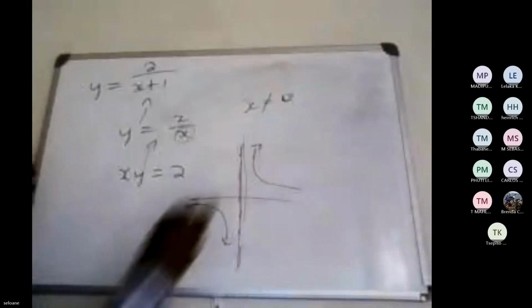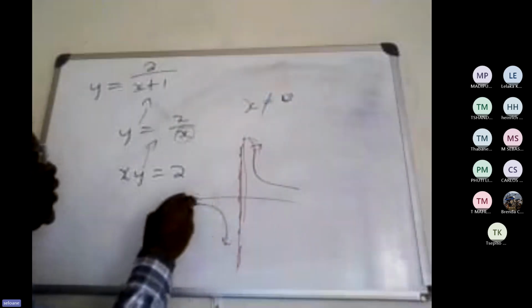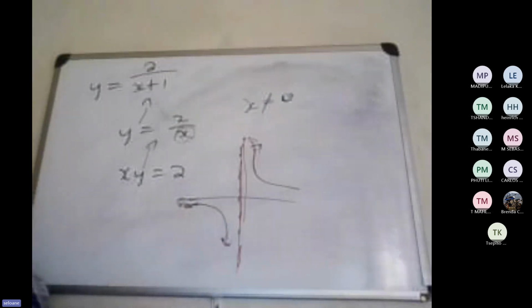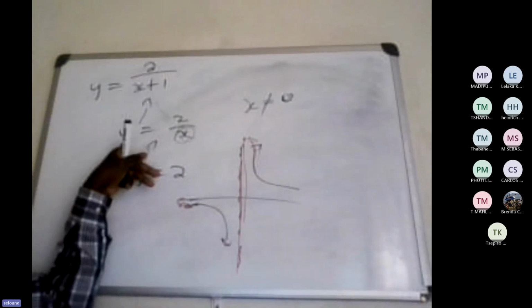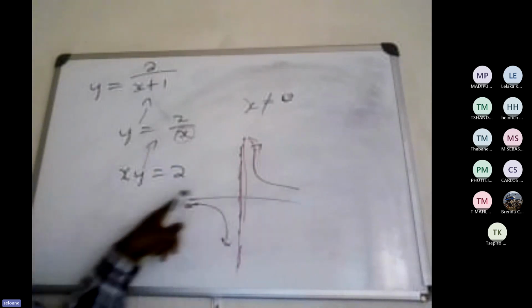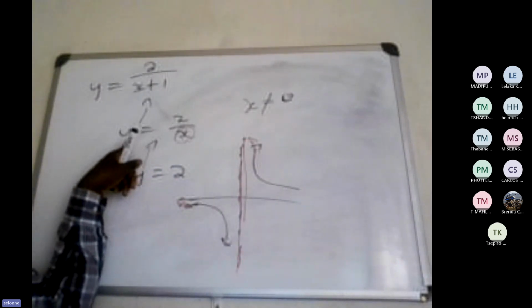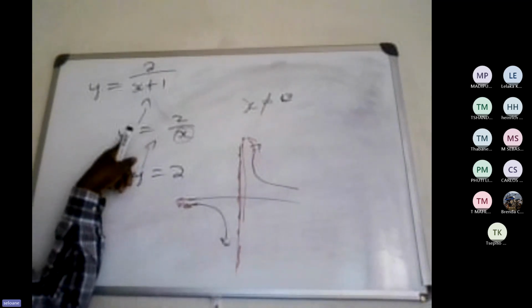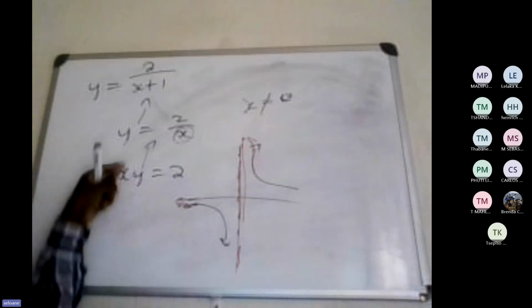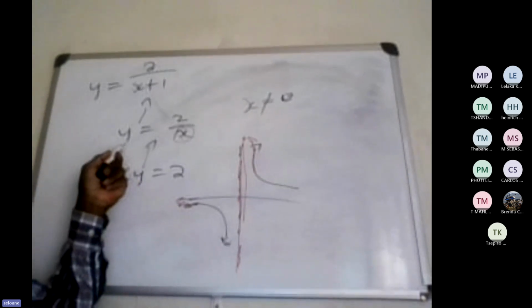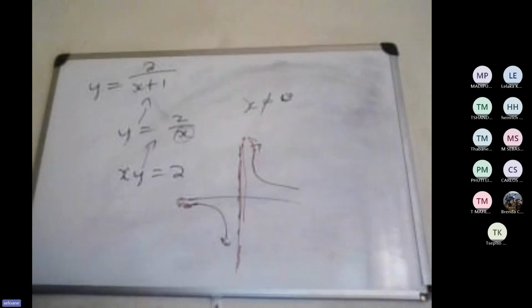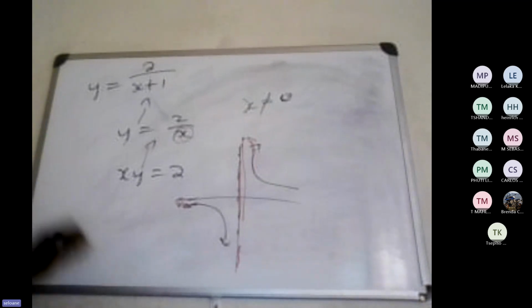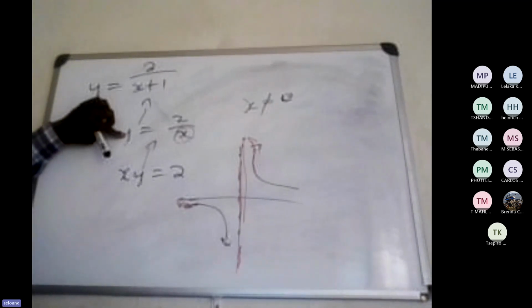You are getting closer and closer to this. That's good. And at the same time, y cannot be equal to 0, meaning your graph cannot touch the x-axis, because if you replace y here by 0 and try to solve for x, there is no x. It will disappear. Therefore, there is no x-intercept.